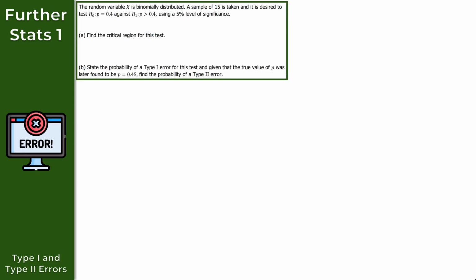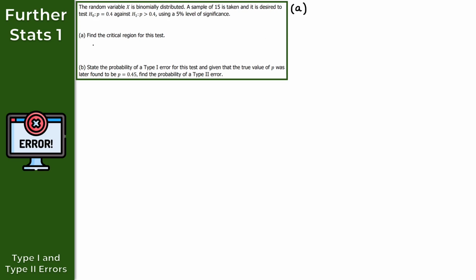So let's start off here then with question 1. So for question 1, we have the random variable x, which is binomially distributed. We have a sample of 15 that's taken, and it is desired to test p equals 0.4 against p being strictly greater than 0.4 using a 5% level of significance. So for the first part of this question, part A, all I want to do here is find the critical region for this test.